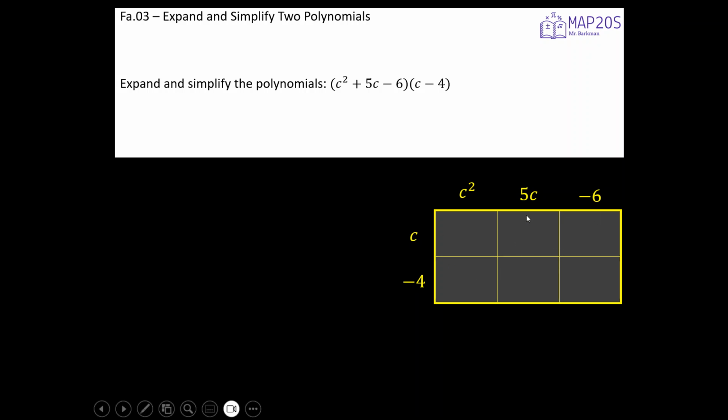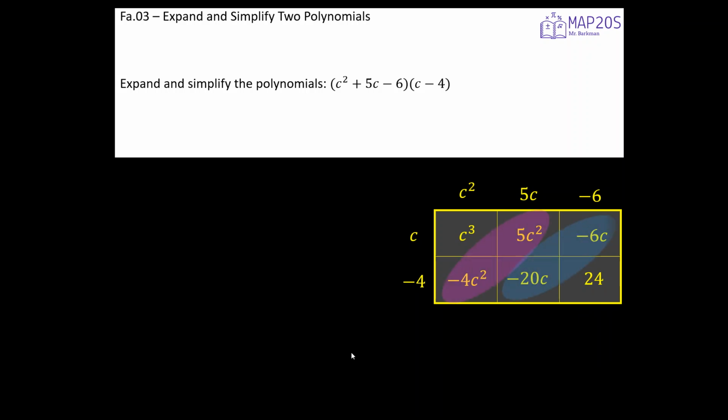But take a look at the multiplication, okay? Each one gets multiplied together, and so our results are going to look like this. C cubed, 5C squared, negative 6C, negative 4C squared, negative 20C, and 24. Now, when we're looking at this, we could write it all out if we wanted to. That is an option. But I would recommend looking at our like terms first.